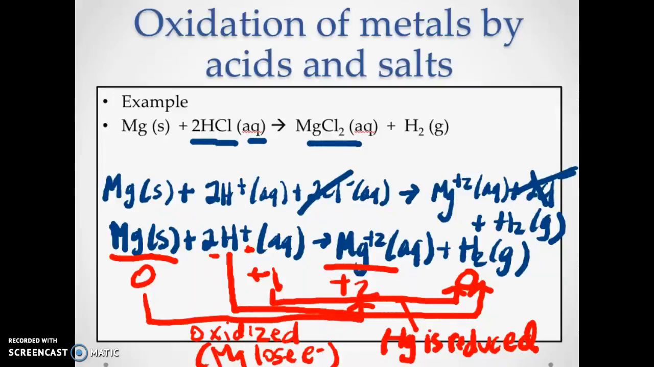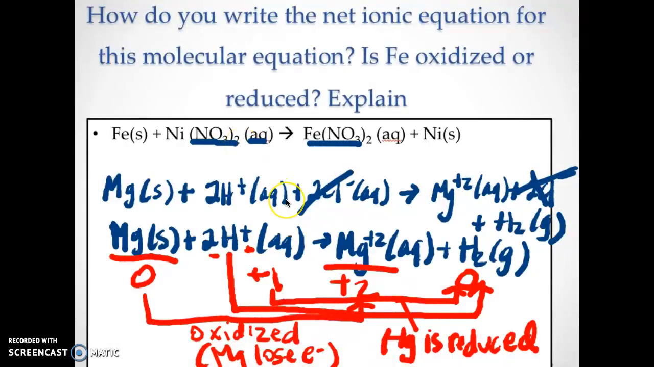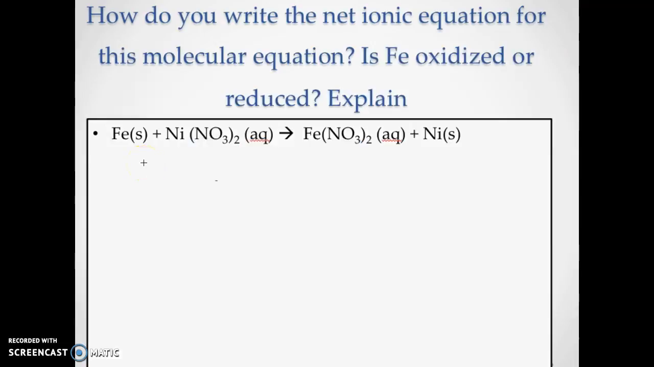Now I want you guys to try this next one. Go ahead and try the next one and see if you could figure it out without me. So find the net ionic equation and tell me if iron is oxidized or reduced, and explain using evidence. Your evidence will be your oxidation numbers. Okay, go ahead and do this, pause this, and try it on your notes, and then check your answers and use my explanations to guide you through the process. Okay, so you go ahead and pause and try. Okay, so let's do this.